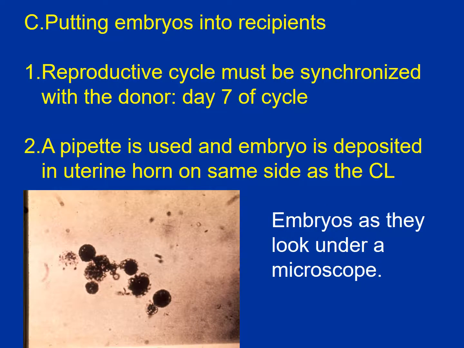Okay, so now we want to get those embryos into recipients. So the estrous cycle of the recipients is generally synchronized to the same stage as what the donor was if we're putting in fresh embryos. So we flush the donor at day 7 of the estrous cycle. The recipients need to be at day 7 of the estrous cycle. A pipette is used and the embryo is deposited right in the uterine horn on the same side as the CL of that recipient.